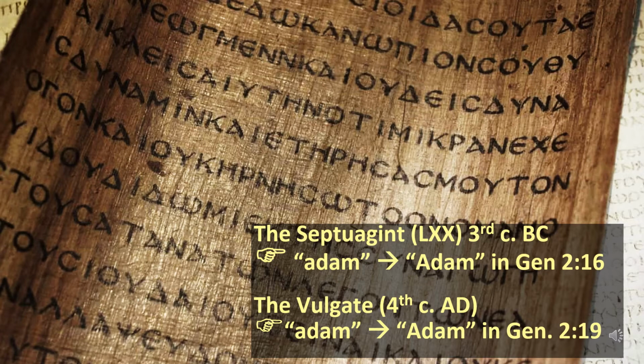Curiously, while the Septuagint translates Adam as a name in Genesis 2:16, the Vulgate, St. Jerome's translation into Latin, doesn't translate Adam as a name until Genesis 2:19. Take a look at Alter's translation. When does Alter translate Adam as a name? And be sure to read his notes. He explains his translation all along in his commentary notes at the bottom of each page.